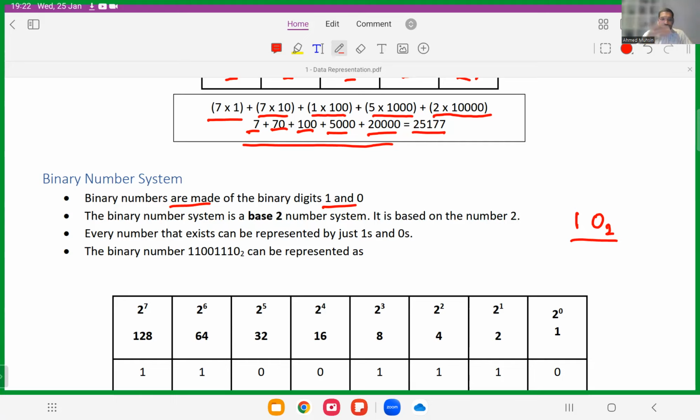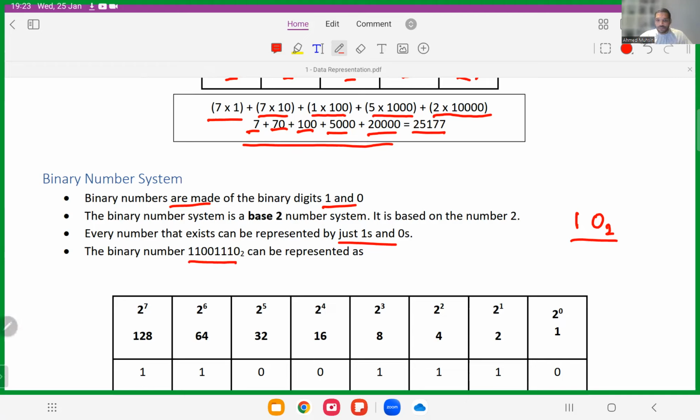Every number in the binary number system, think of a million, think of a billion, any number you can think of, can be represented by just ones and zeros. It gets messy when you represent a massive number using just ones and zeros; you can imagine how long the number is going to be. So get ready.